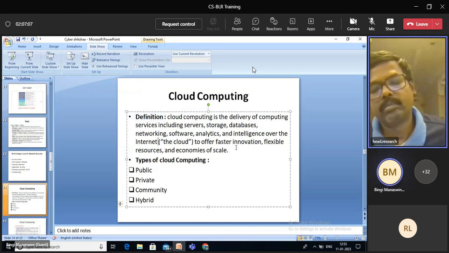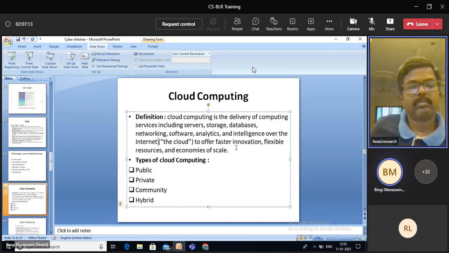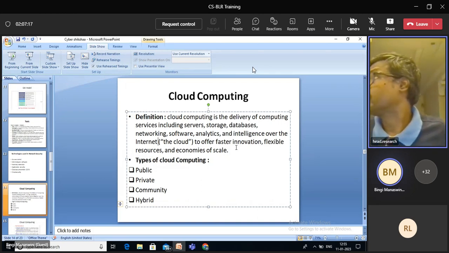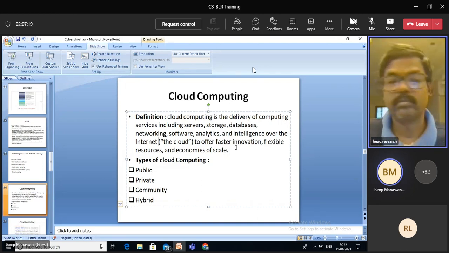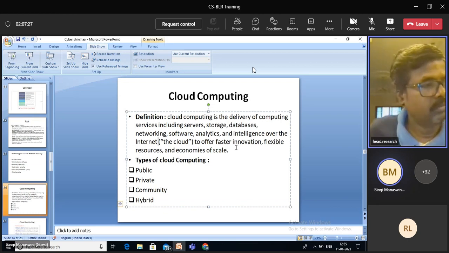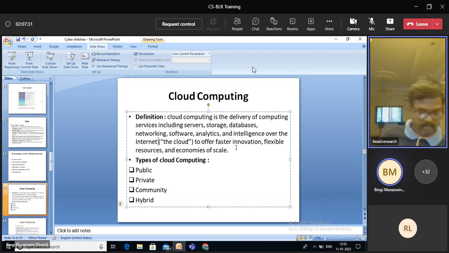The cloud computing, it is the delivery of computing services including servers, storage, databases, networking, software, analytics, and intelligence over the internet to offer faster innovation, flexible resources, and economies of scale. And we have different types of cloud computing. Those are public, private, community, and hybrid.